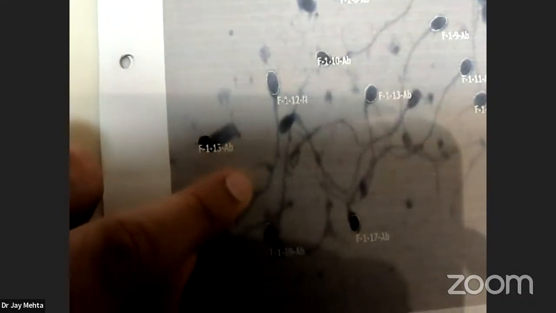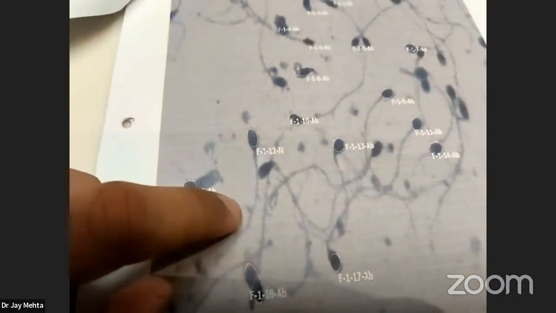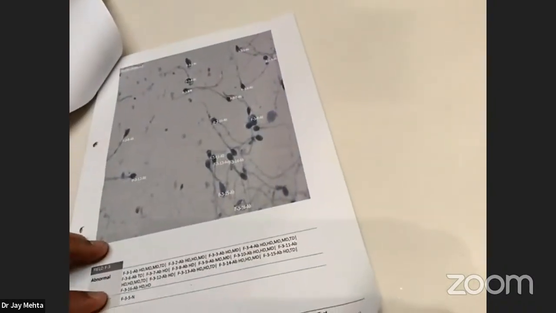The reason why it is normal is because the graph has not picked up any defect. Can you see the head? Then there is the middle piece, and then there is a beautiful long tail underneath that. Can you see that? Because it has picked up something so nicely, it has reported this to be a normal sperm. Otherwise, everything else, where the head is small, head is large, head is abnormal, tail is abnormal, is calculated as an abnormal sperm.